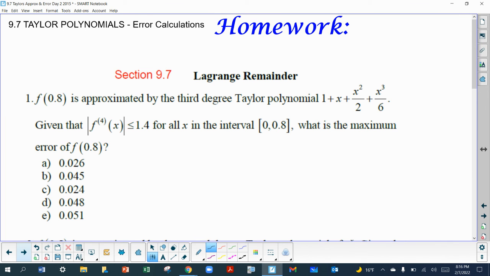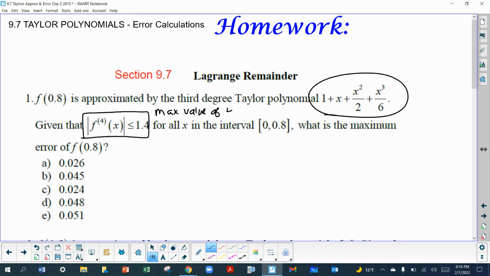Very good. You have this homework here, and same idea. So this one, let's just read number one. f of 0.8 is approximated by a third degree polynomial. And there's our third degree polynomial. Given that the fourth derivative of x is always less than or equal to 1.4, they are providing to you the max value of the fourth derivative.